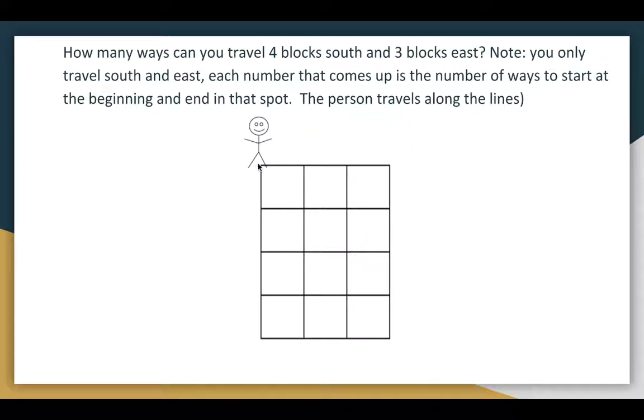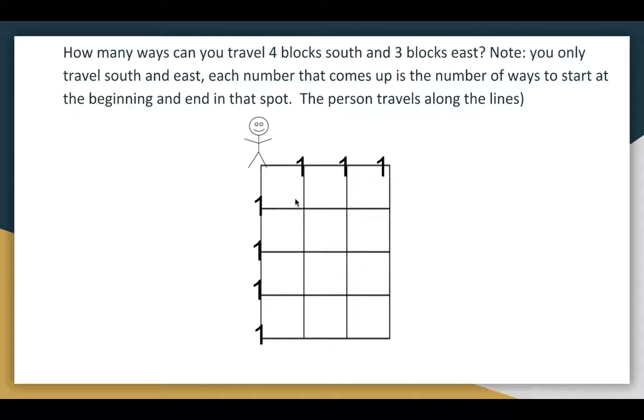If you think about it, there's only one way to get here, and there's one way to get here, and one way to get here, and here, and here, and here, and here, because you can only go straight. There's no turns or anything like that. You can just get one way to each intersection.